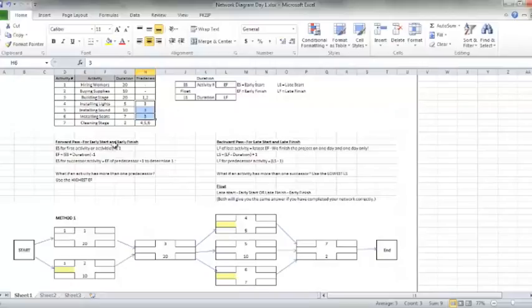Then when we get to cleaning the stage, which is the last thing we do, cleaning the stage cannot be accomplished until we finish 4, 5, and 6. That's how we got this flow here, this network diagram. That's how we came up with the way in which things are ordered.